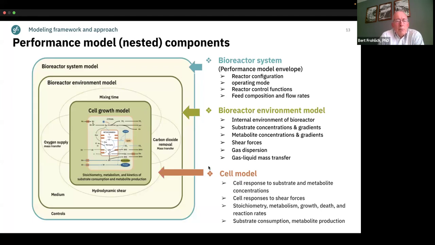Surrounded by that would be the bioreactor environment model, which is going to simulate the physical space in 3 dimensions. And that most likely requires some sort of computational fluid dynamics. And then surrounding that would be what we call the bioreactor system model, which would then dictate how the reactor is being operated, what the control functions are, how you are feeding substrates, and so on and so forth.